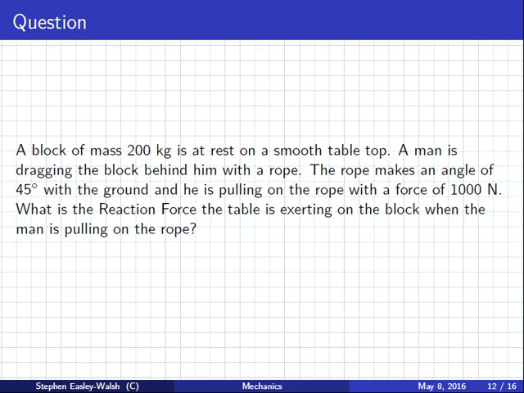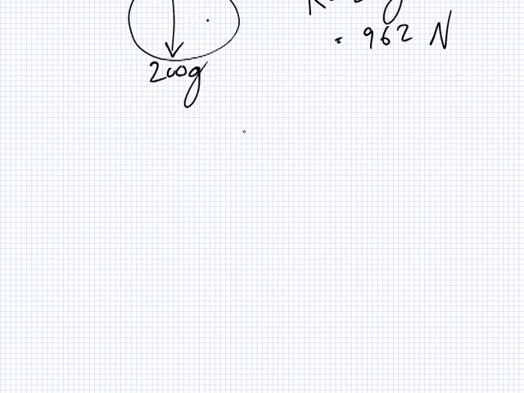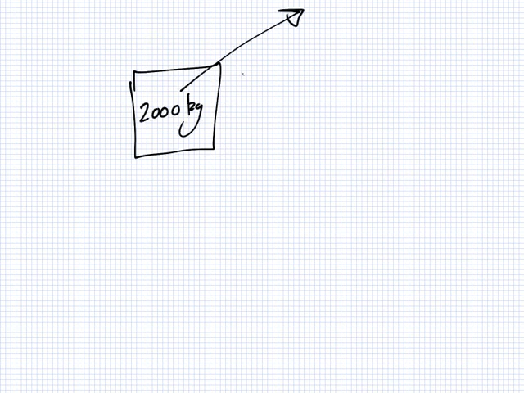Okay. Got a picture, KJ? Yeah? Everybody's got a picture? Okay, so it's kind of the same as the last question, except with one key difference. He pulls at an angle of 45 degrees, 1,000 newtons.